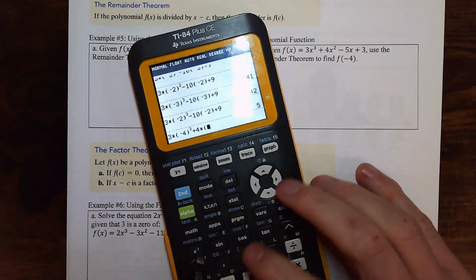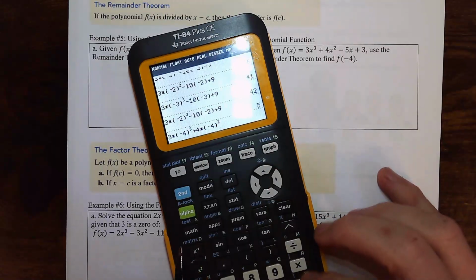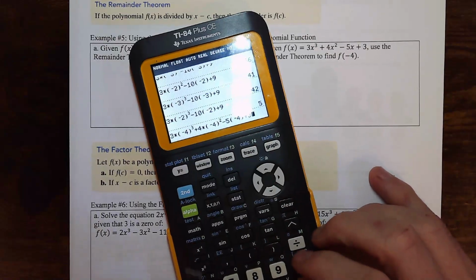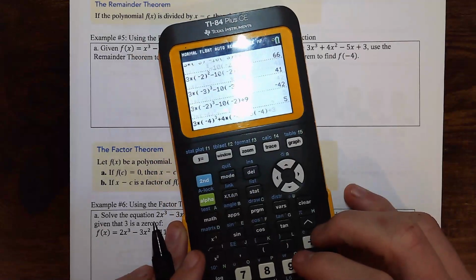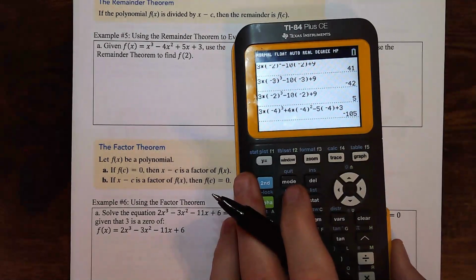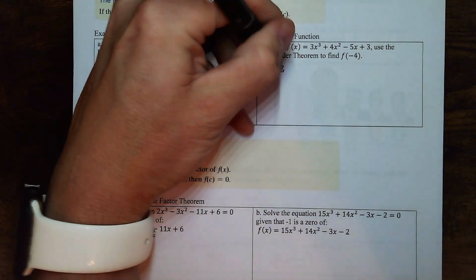4 times -4 squared minus 5 times -4 plus 3. And so it's -105. Keep that in mind for later. So it's -105. Okay. I'm going to write down my coefficients.